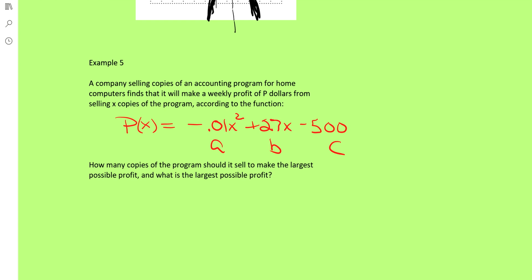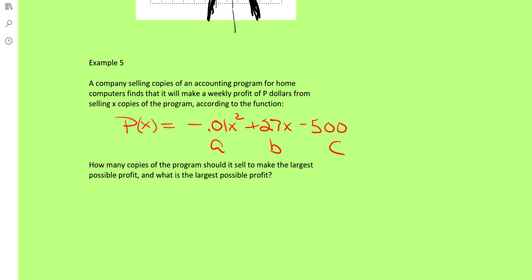All right, it says a company selling copies of an accounting program for home computers finds that it will make a weekly profit of P dollars from selling x copies of the program, according to the function P of x equals that. You can read that. How many copies of the program should it sell to make the largest possible profit? And what is the largest possible profit?